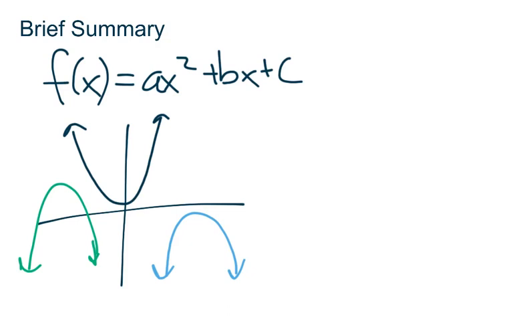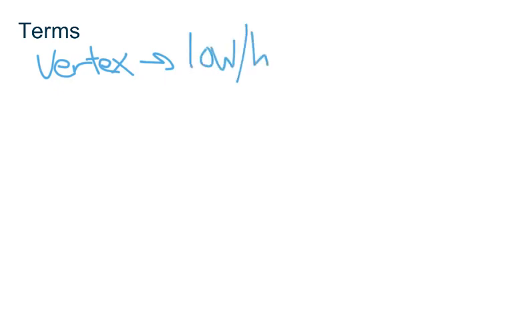So let's take a look at some examples of a graph. Or first, before we do that, let's talk about terminology. There are a couple of terms that we need to be familiar with. The first one is vertex. The vertex is either the lowest or the highest point of the parabola. That is where the U part takes place.